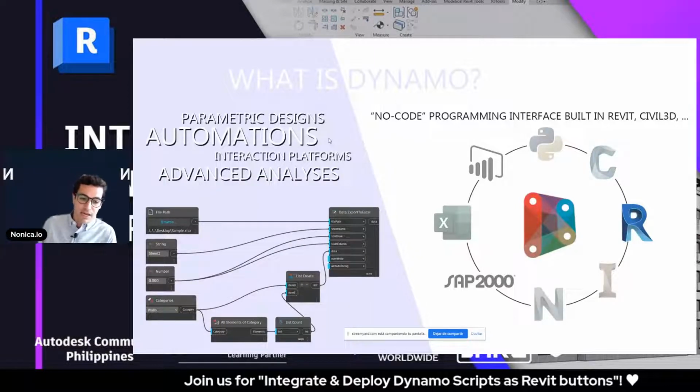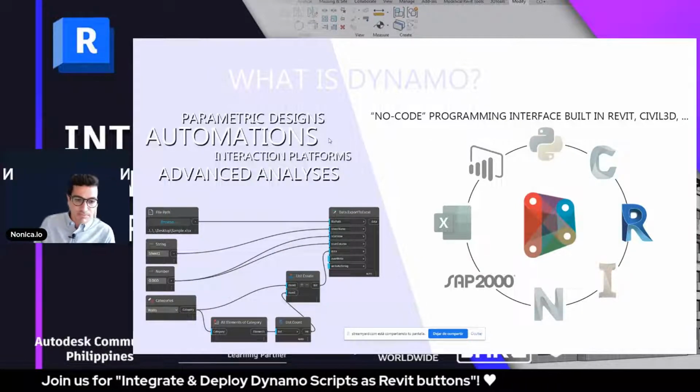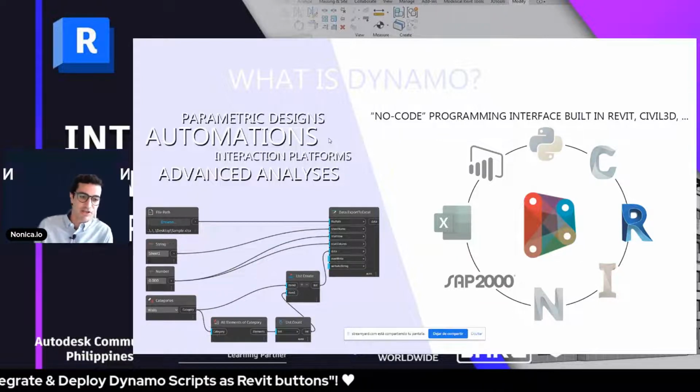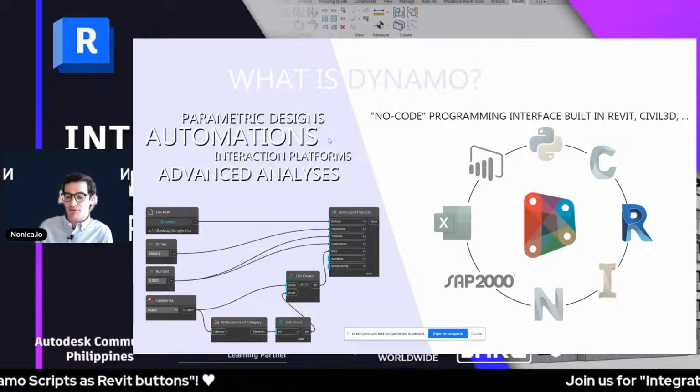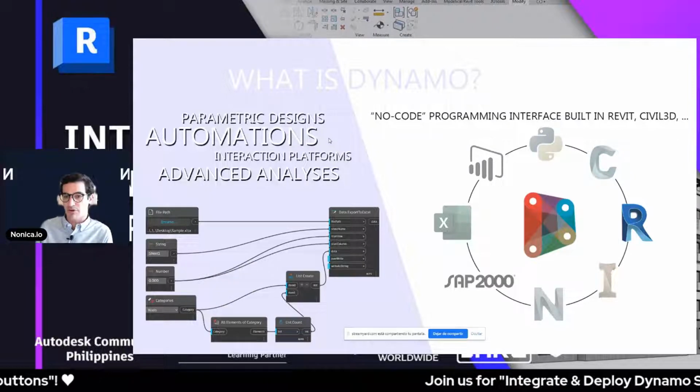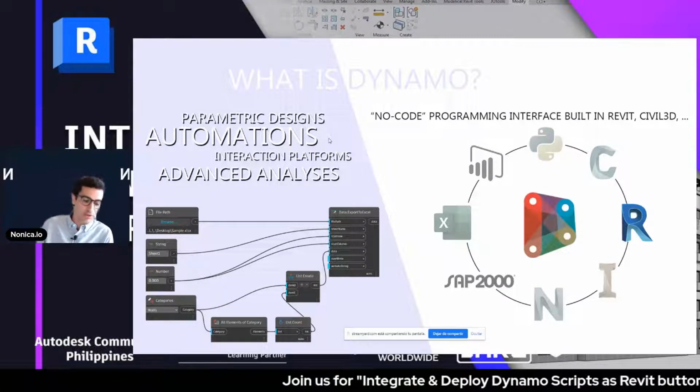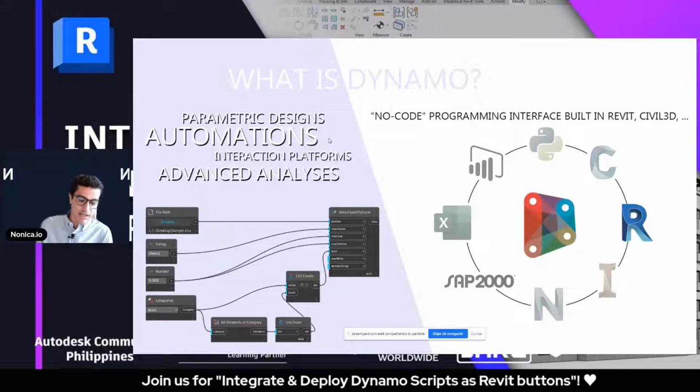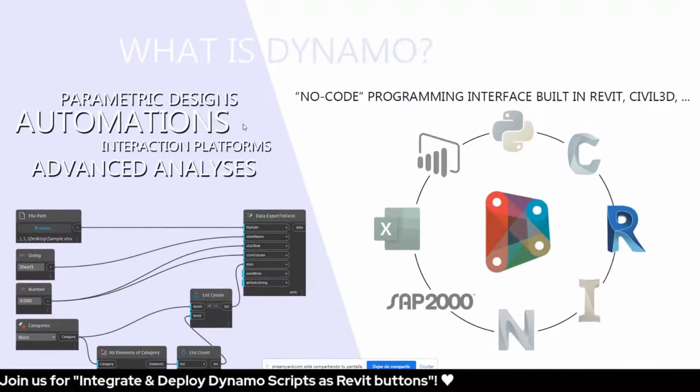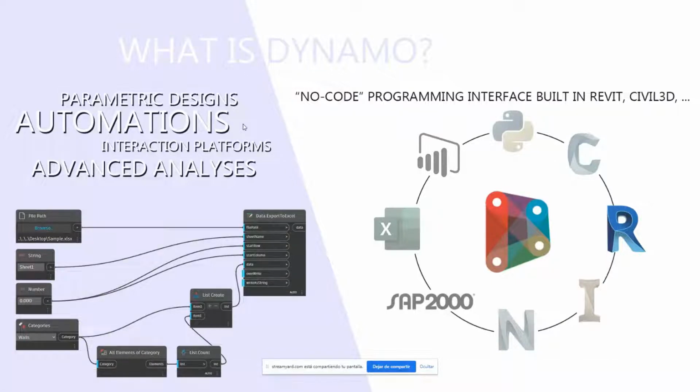But before the presentation, I thought it would be interesting to give a brief introduction of what Dynamo is. I'm pretty sure that most of you have heard of it or worked with it before, but maybe there is somebody who has never heard of it or wants to know more. So Dynamo is basically a no-code programming interface that is built into Revit and Civil 3D. It is a way for architects and engineers to build custom commands and functions.